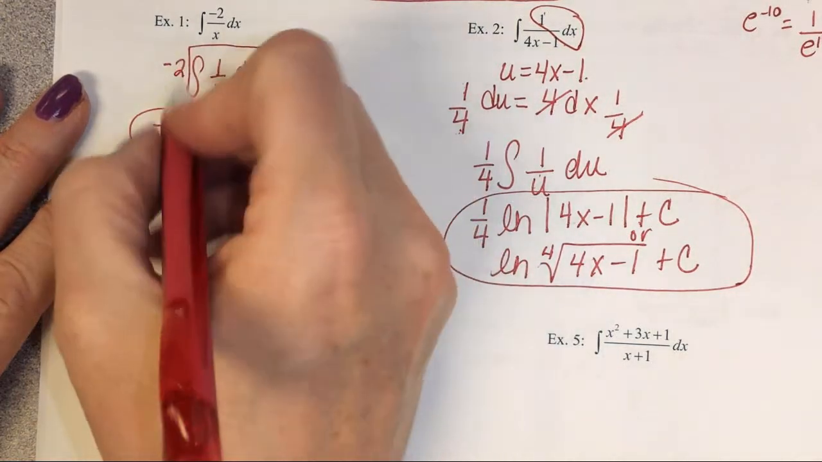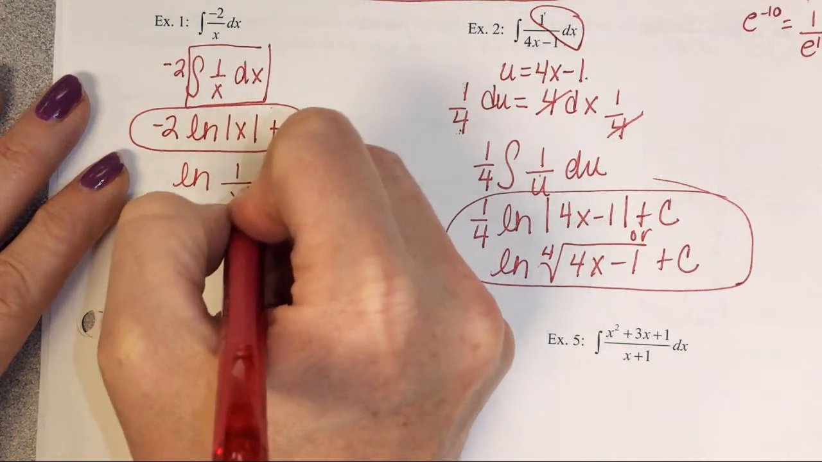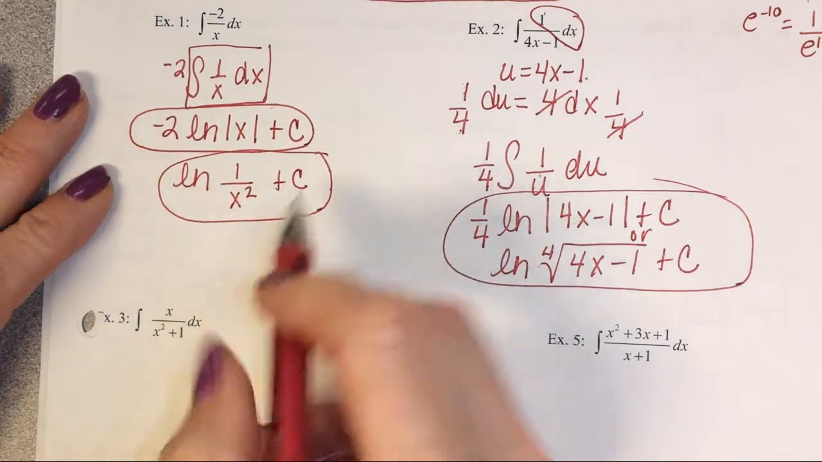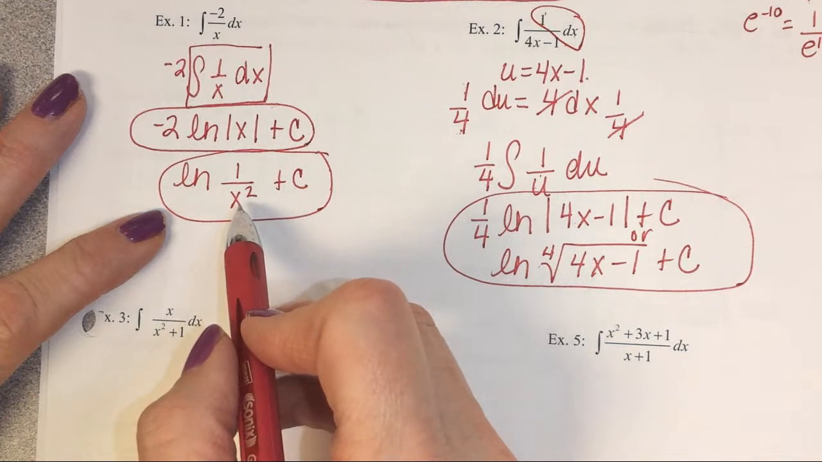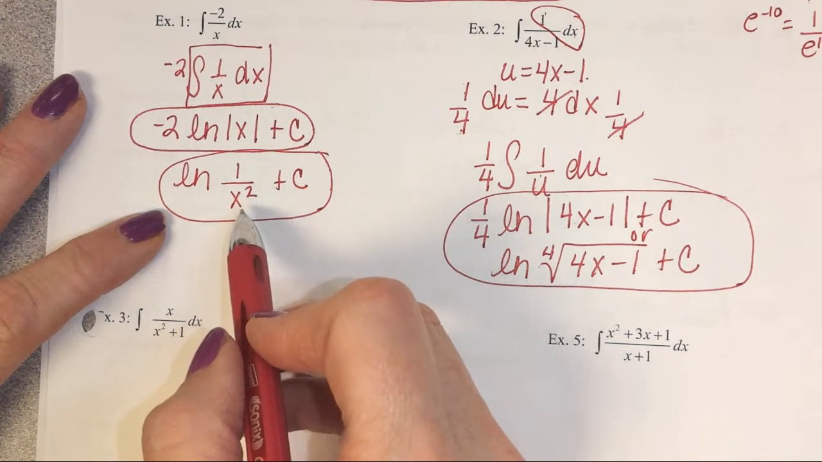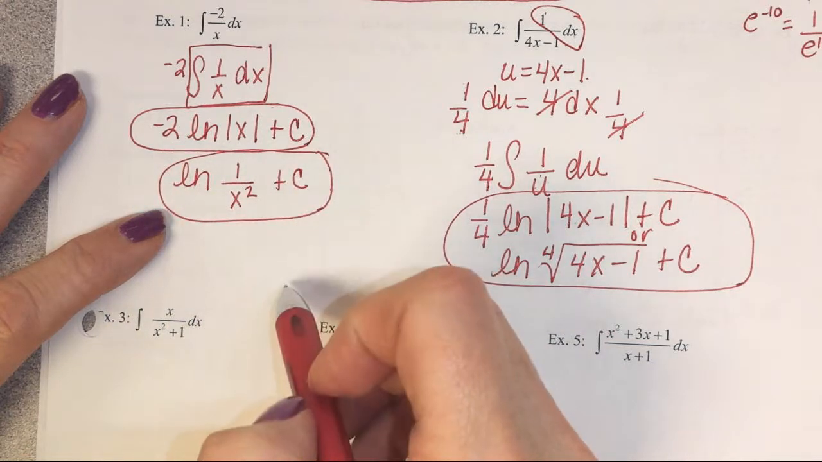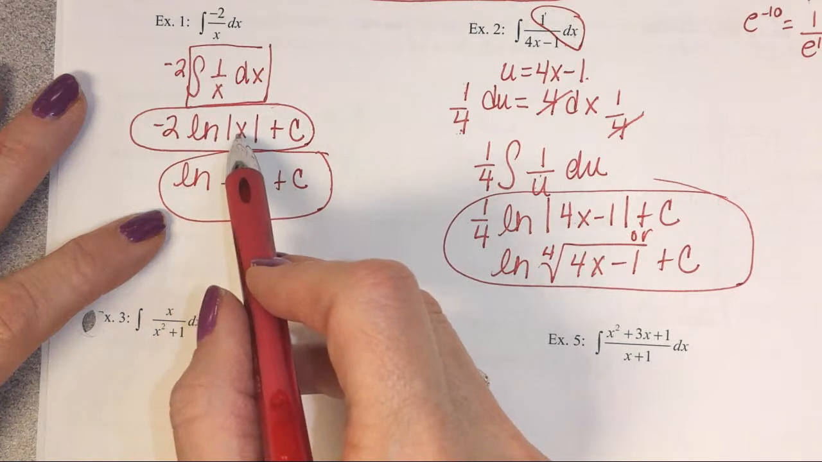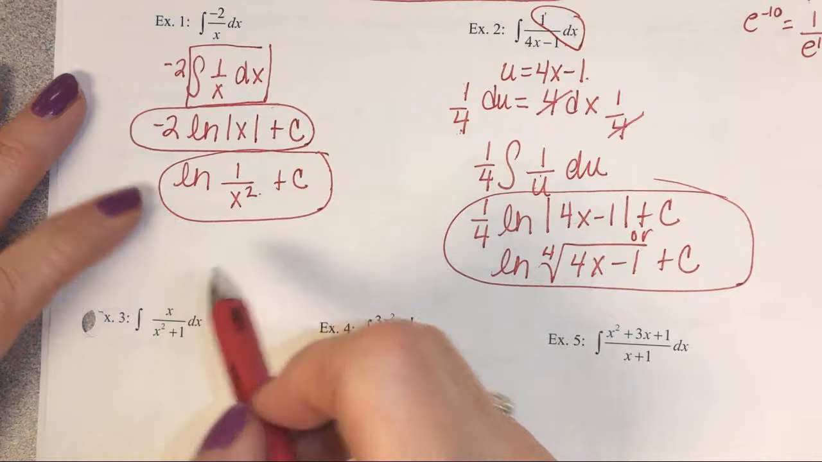I even could have written this one as the natural log of 1 over x squared. Why am I no longer using absolute value here? Squared is going to be positive anyway. I don't need to make that restriction. Okay? So you might see it written like this, or you might see it as the natural log of x to the -2, which means 1 over x squared.